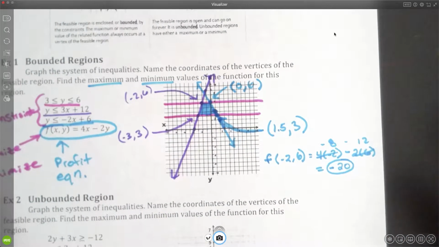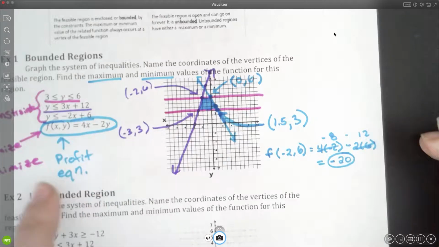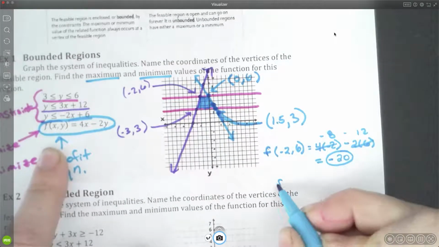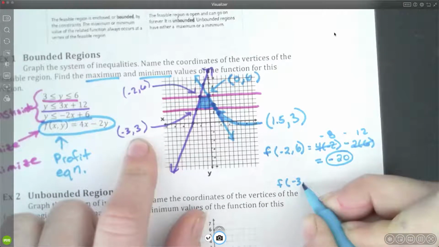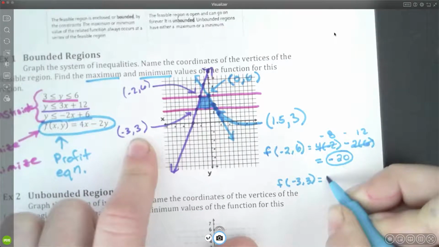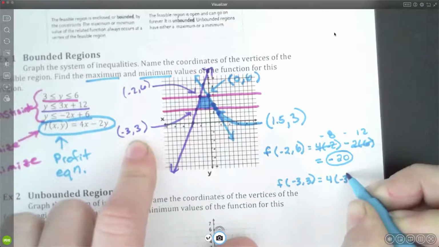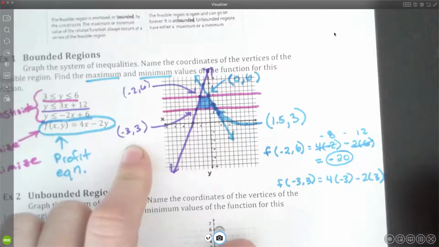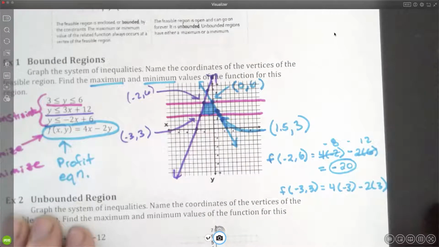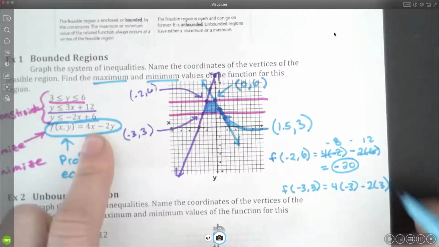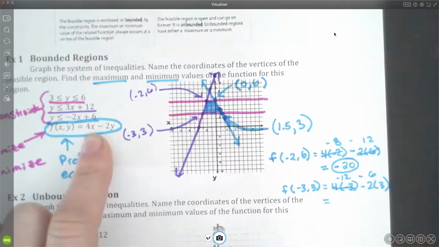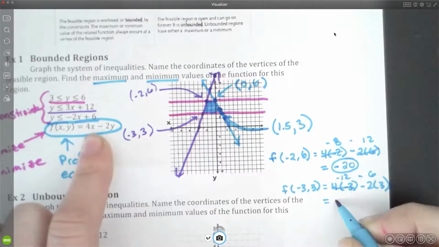Let's see how that compares to the other one. So which one do you want to plug in next? The one right next to it. -3, 3? Sure. F of -3, 3. Let's plug him in now. So 4 times -3 minus 2 times 3. You guys see where I'm getting these numbers from? Yeah. Right? 4x minus 2y, that's my profit equation. That's what I'm plugging into. So 4 and -3 makes -12 minus 6. And that gives me -18.